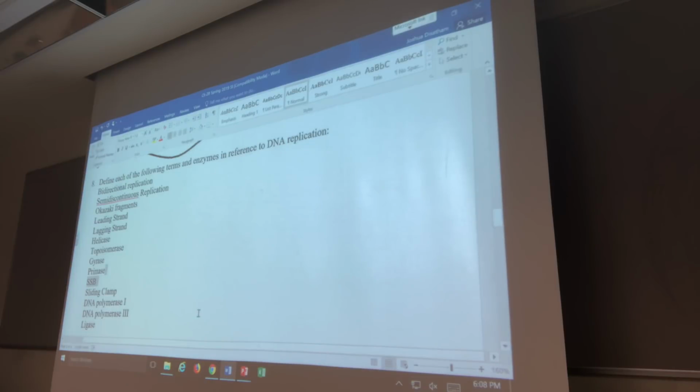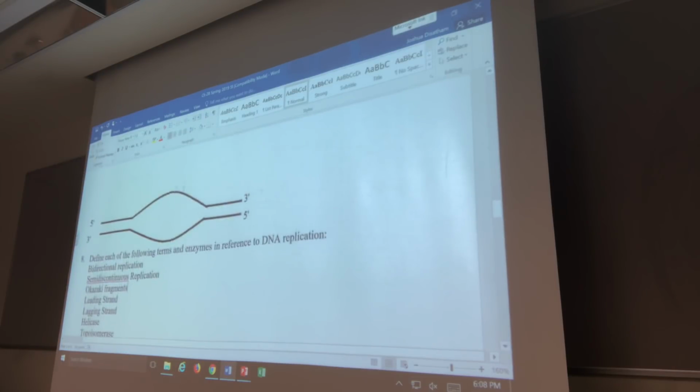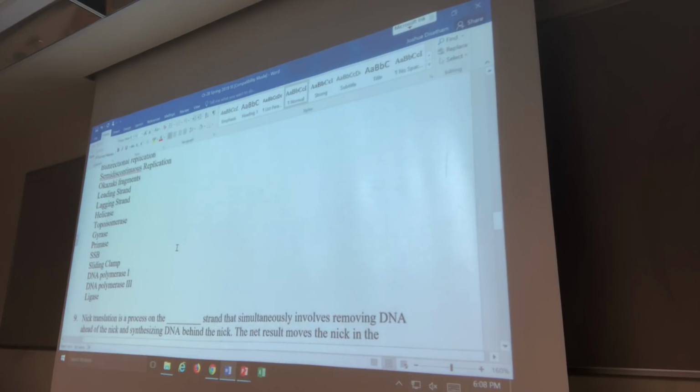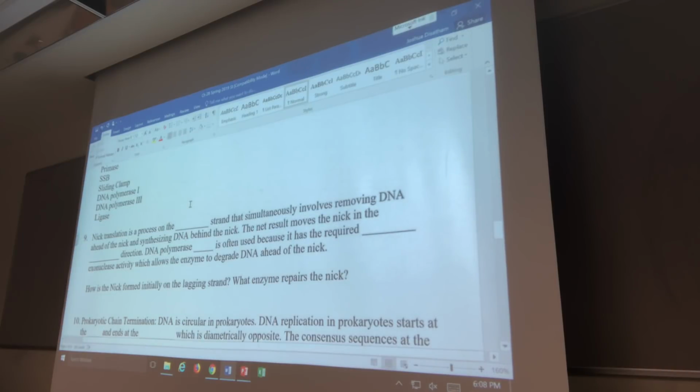Some of them are easier than others. Bidirectional replication is pretty easy. This means that for every origin of replication, you create 2 replication forks that each replicate DNA in opposing directions. Make sure you review what each of those do.